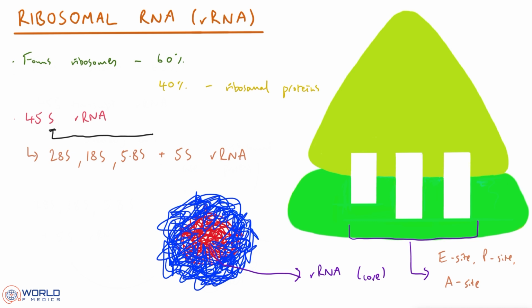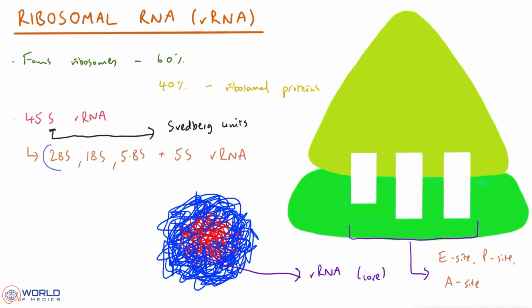Now, just to remind ourselves, what does this S mean? Well, this S stands for something called Svedberg units, and Svedberg units are essentially the rate of sedimentation of a molecule in an ultracentrifuge. And what that means is it defines how fast a molecule sediments when it's spun very fast. So these ribosomal RNA molecules actually form specific parts of the ribosome.